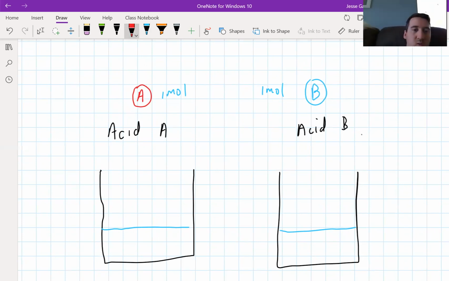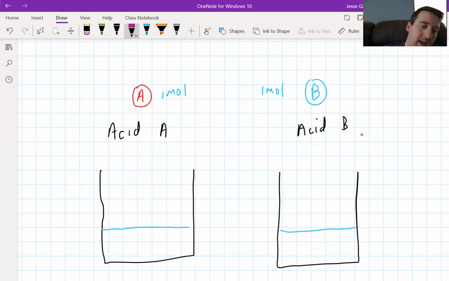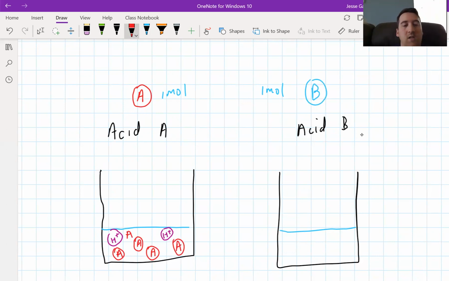Acid A, when it's added to water, might only have some of the molecules dissociate. So let's say a couple of them dissociate so that we produce 2 H plus ions and the rest stay as the full molecule, A. So most of the acid molecules stay together. They do not dissociate, but a few of them do dissociate to produce H plus ions. So that's acid A.